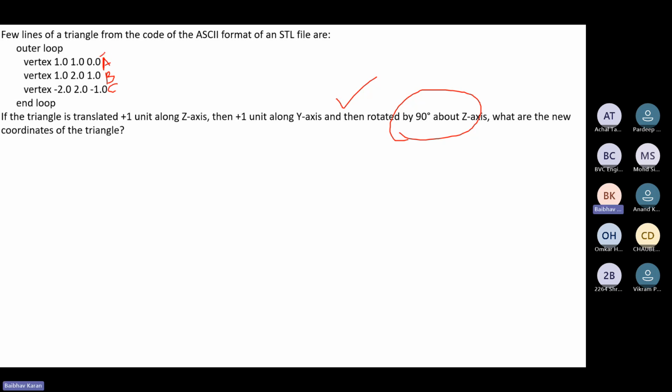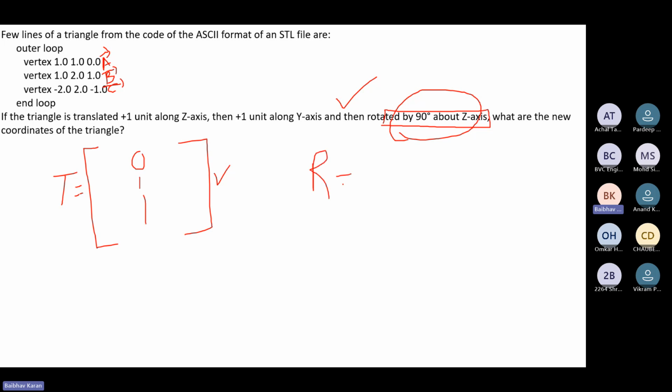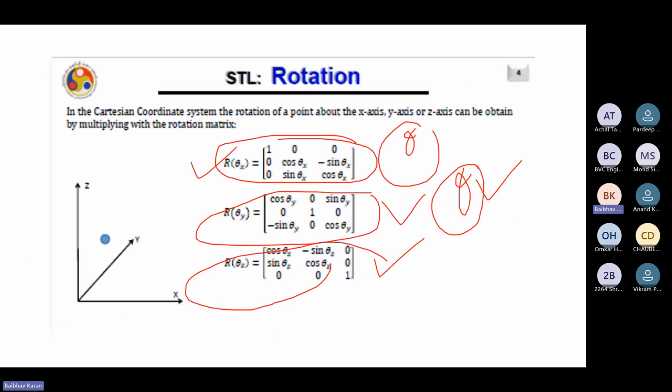Can anyone tell me the translation matrix? Just the translation matrix. Zero, one, one. Perfect. Great. One thing solved. Then it's rotated by 90° along the z-axis. Can anyone tell me the rotation matrix? Remember the formula. Let me go back to the formula again. This is the rotation matrix, and it is rotated along the z-axis, right? What will be the value there? 90° rotation.